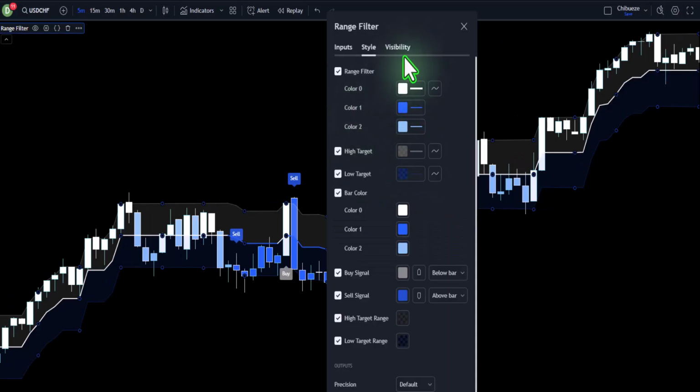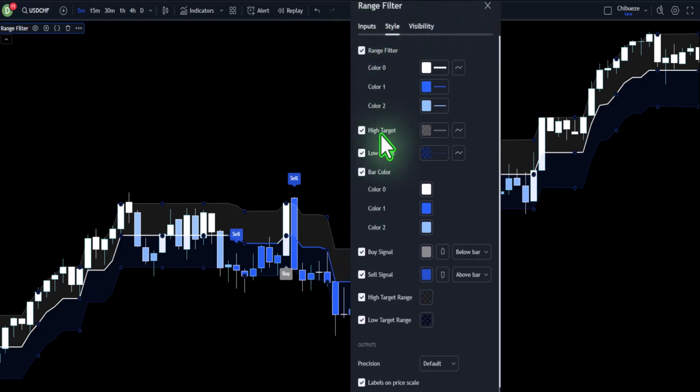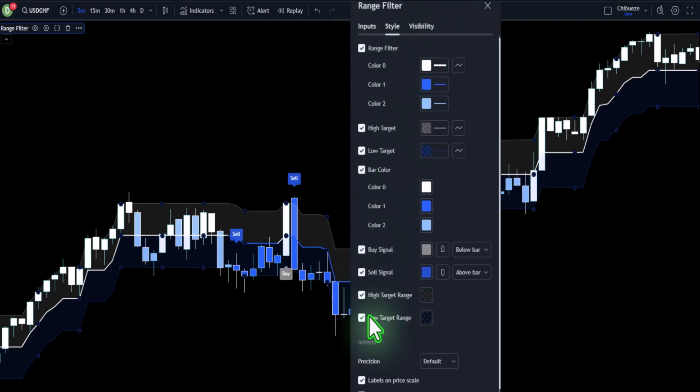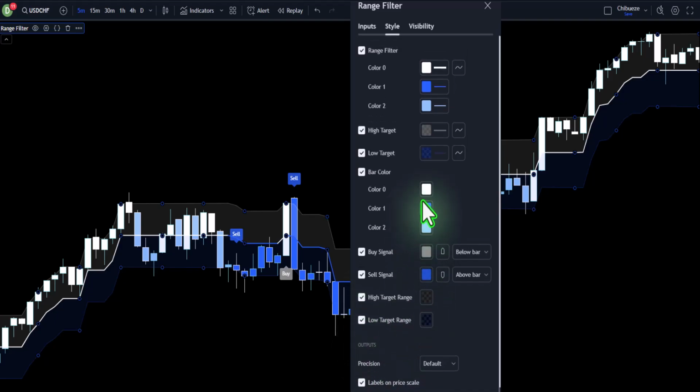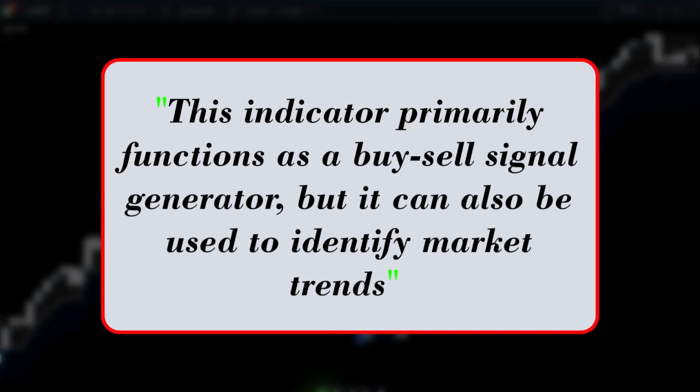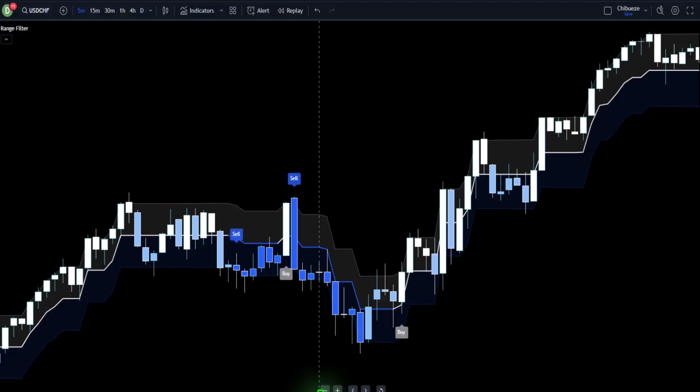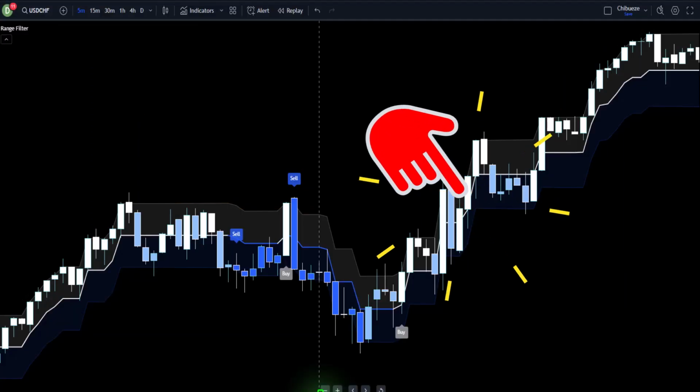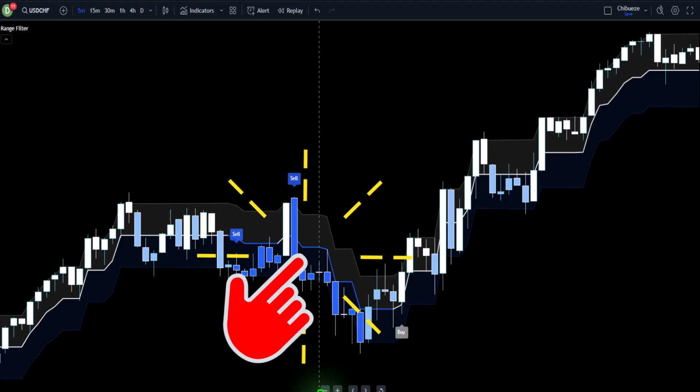Next, we have the Style tab, which offers several customizable visual options. Here you can toggle various elements on or off to tailor the indicator's appearance to your preferences. Once you've made your adjustments, if there's any you want to change, be sure to click OK to apply the changes. This indicator primarily functions as a buy-sell signal generator, but it can also be used to identify market trends. A bullish trend is indicated when the candles are colored white and the price consistently trades above the range filter, moving upward. Conversely, a bearish trend is identified when the candles are colored blue and the price consistently trades below the range filter, moving downward.